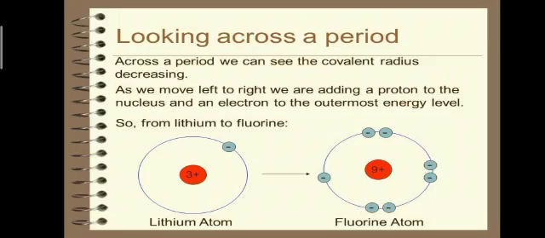Looking across the period, as we know that from left to right the electrons are also being pulled nearer to the nucleus, so the covalent radius will also decrease. As we move left to right, we are adding protons to the nucleus and an electron to the outermost energy level. So by adding protons, it will pull electrons to the nucleus. The lithium atom has fewer electrons compared to the fluorine atom. So the lithium atom has a larger covalent radius compared to the fluorine atom.